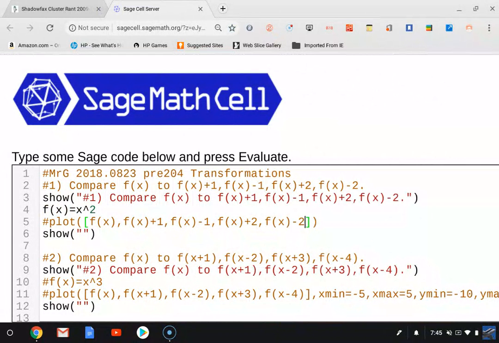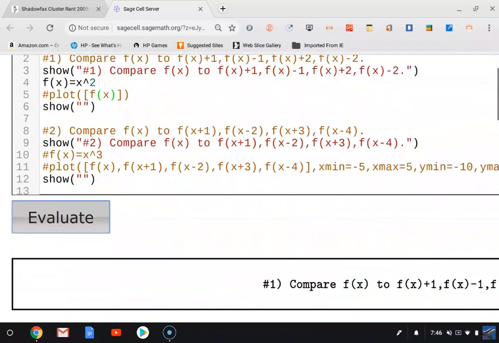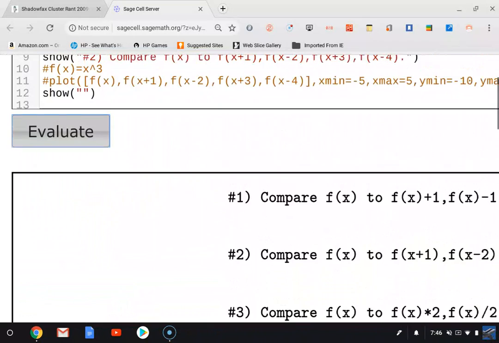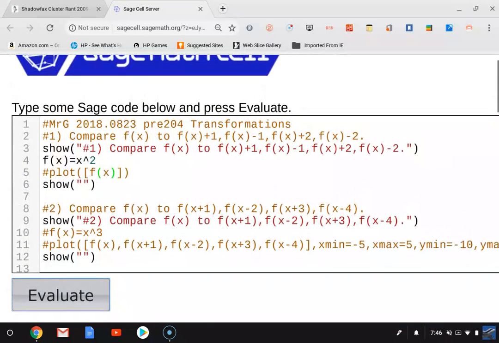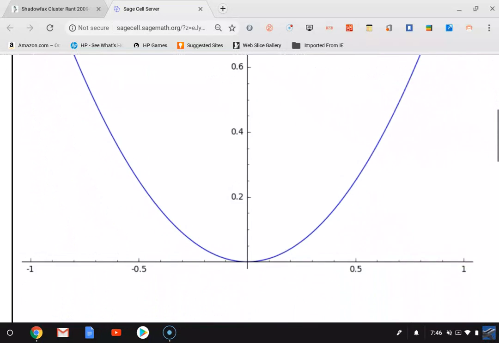Right now, I'm just going to graph the function by itself, and let's evaluate that. Oops, I got to do a show. Where's my plot? Show plot. There you go. Alrighty, and there is y equals x squared, or f of x is x squared.